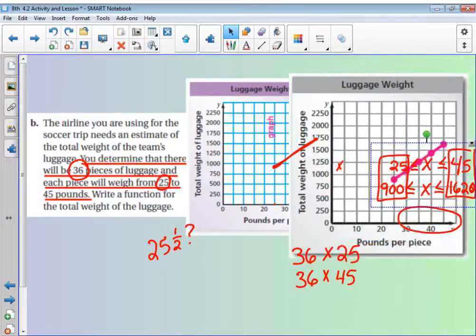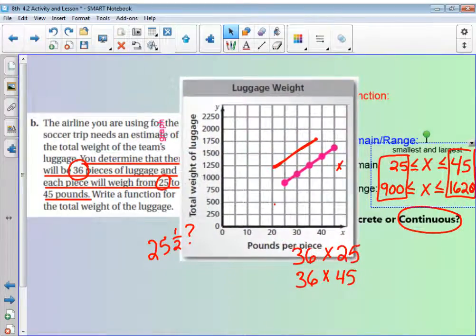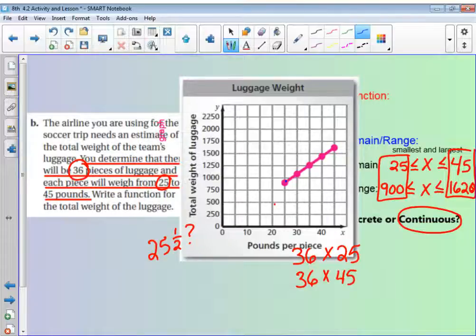Okay, here's a better picture of our graph. Now, I only graphed the two scenarios that we had. I'm going to erase that so that you can see the actual ones. I only graphed our smallest and our largest, but you could pick any numbers in between if you wanted to graph on every line so that you could see that. But here it's just showing that every possibility between 25 pounds and 45 pounds would fall into place. Okay, so that's a continuous domain.